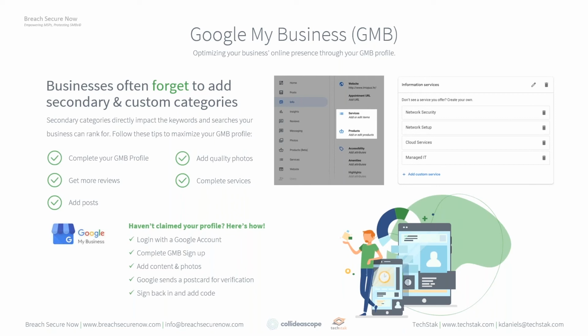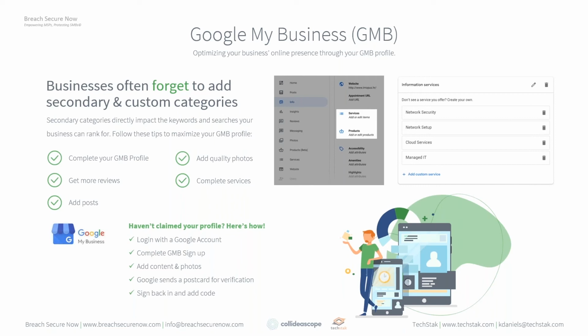If you don't have a business listing, you would need to log in with a Google account, again, at business.google.com, fill out all of your information, and then Google sends a postcard to your physical location with verification. That's kind of a two-step, two-factor authentication. What you do is then take that code, sign back into your account, and that'll verify your business.